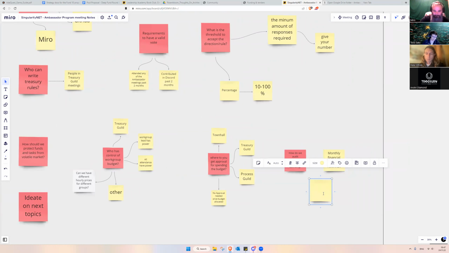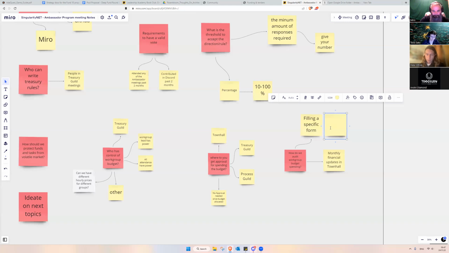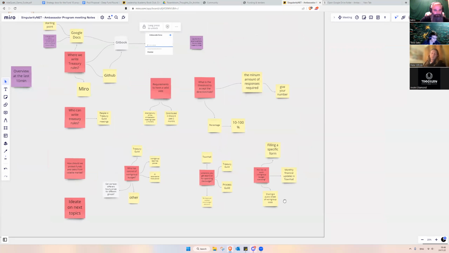I'm going to put something obvious, like filling a specific form, and maybe sharing the public sheet of work group costs. Just more options people can choose from.